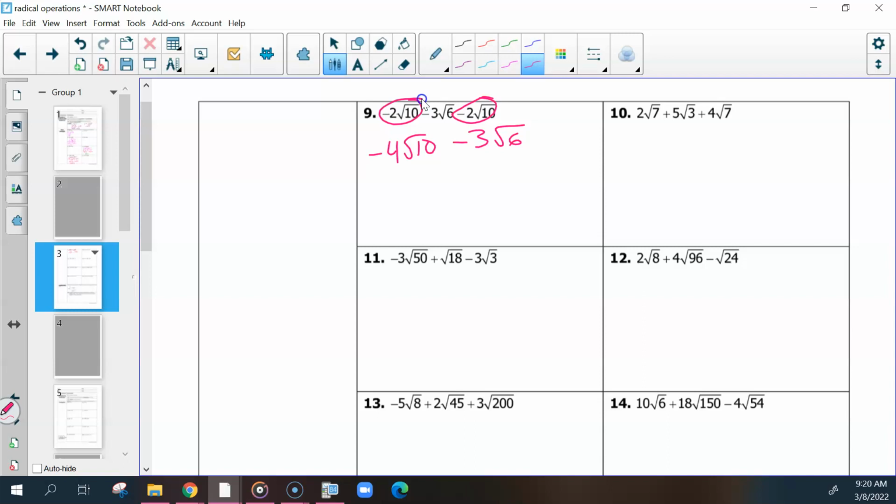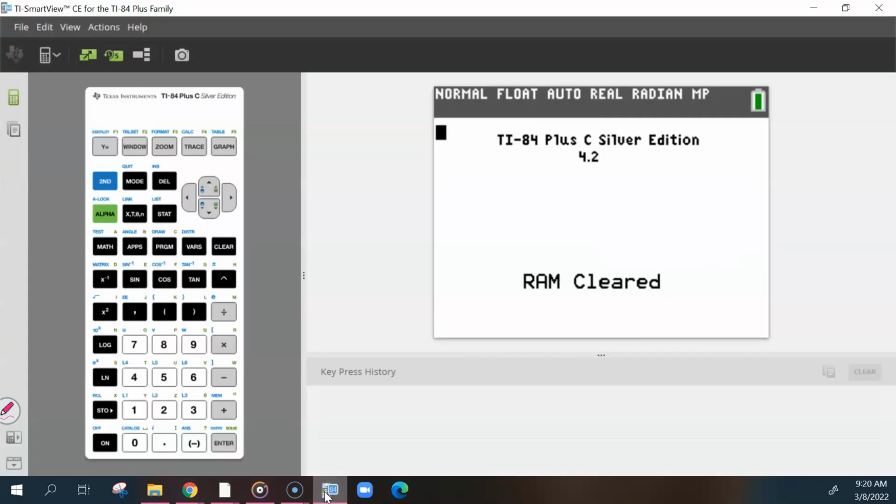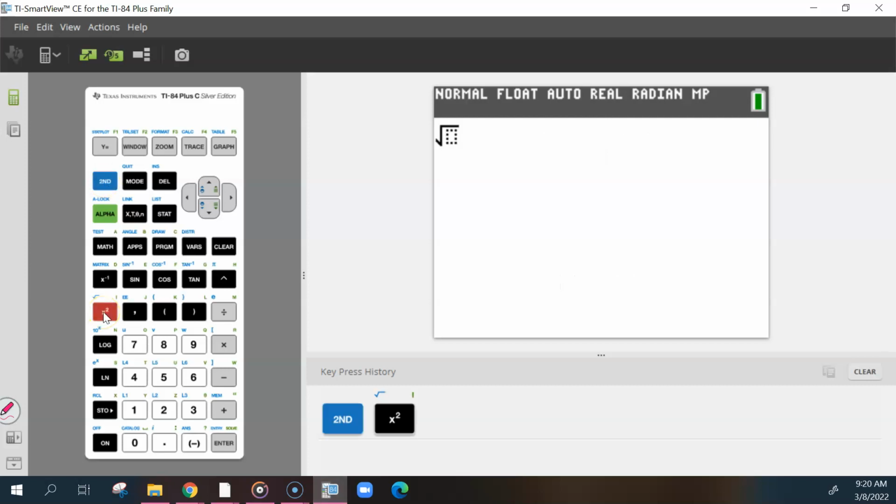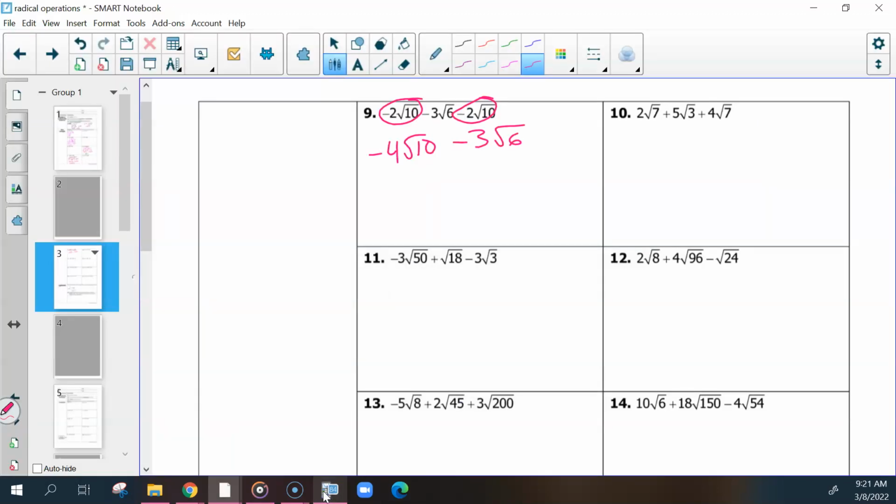Wait, how do I do square root? I'll put second. No. Second and then the square root. Second and the X square root. Squared. They should be the same.